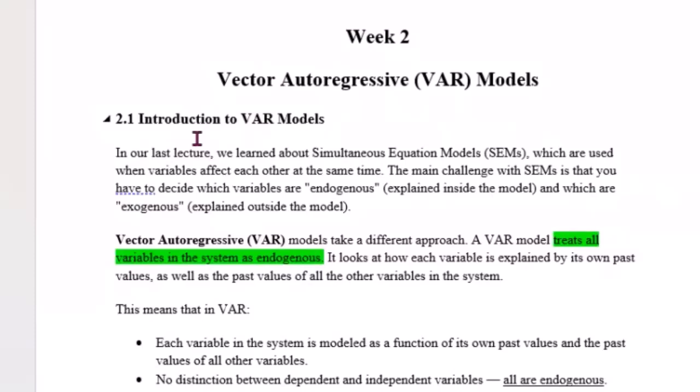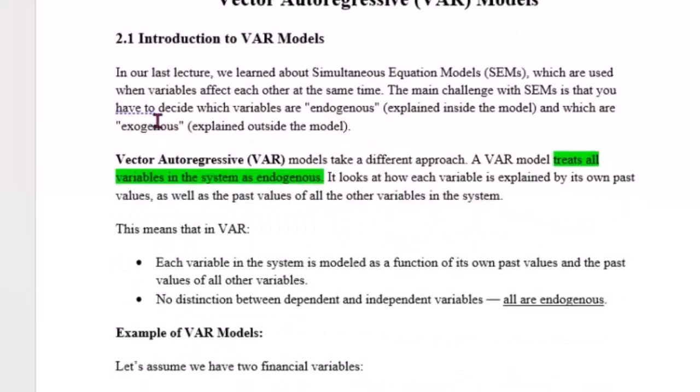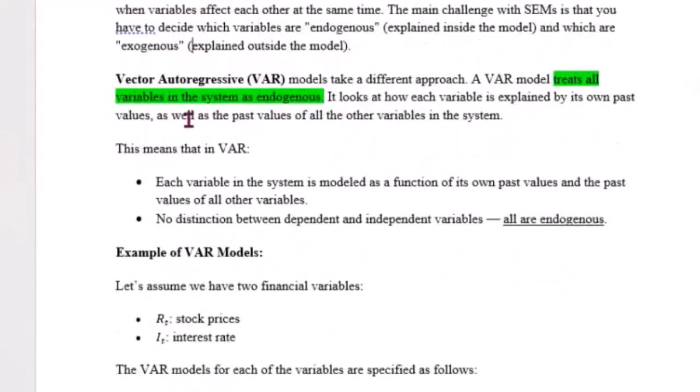Now we go to what we call the vector autoregressive models. They are generally called the VAR models. And for introduction, in our last lecture, we learned about simultaneous equation models, which are used when variables affect each other at the same time. The main challenge with simultaneous equations is that you have to decide which variables are endogenous and which are exogenous. But now when we come to VAR, we take a different approach.